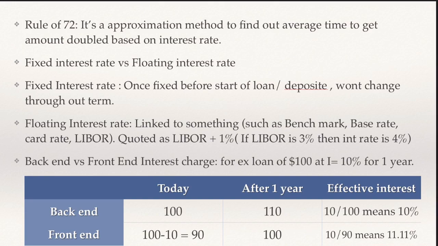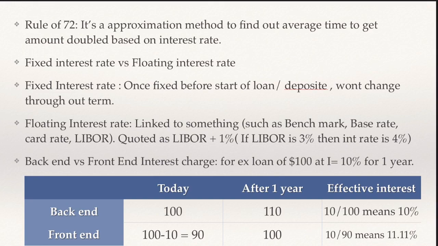But in case of floating, the interest rate is linked to some parameter like LIBOR, the London Interbank Rate. Across the world, it is the one generally linked to floating interest rates. So they quote LIBOR plus 1%. That means if LIBOR is 3%, what is the interest rate? LIBOR plus 1% means 3 plus 1, 4%. If LIBOR is 7%, LIBOR plus 1% means 7 plus 1, 8%, like that. Under such things are benchmark rate, base rate, card rate. We know all these things.